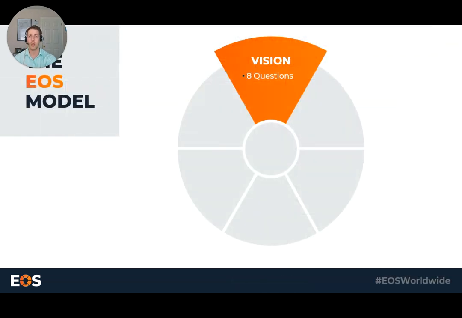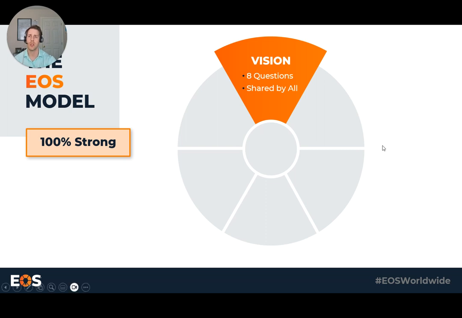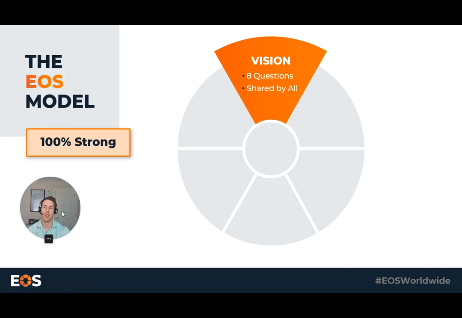And so if you want to get strong on the vision component, you must share it with everybody. 100% strong basically looks like this. You're going to get together with your entire organization every 90 days, and the visionary, the leader of the organization, is going to give a state of the company address. Here's how it goes. Here's where we've been the past 90 days. Here's where we are today. And here's where we're going. You're literally walking your entire company through those 8 questions.